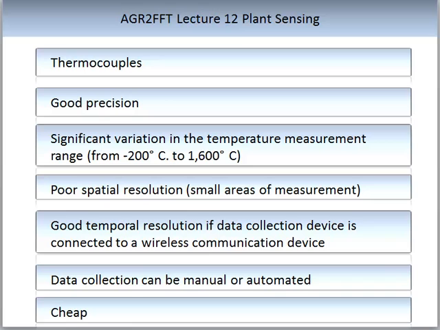Thermocouples tend to have a poor spatial resolution, that is, they only measure a small area of your plant. However, because they are so cheap, you can increase this by taking many measurements. Thermocouples have good temporal resolution if the data collection device is connected to a wireless communication device. Data collection can be manual or automated depending on why you are collecting the data and how much budget you have to collect your data.